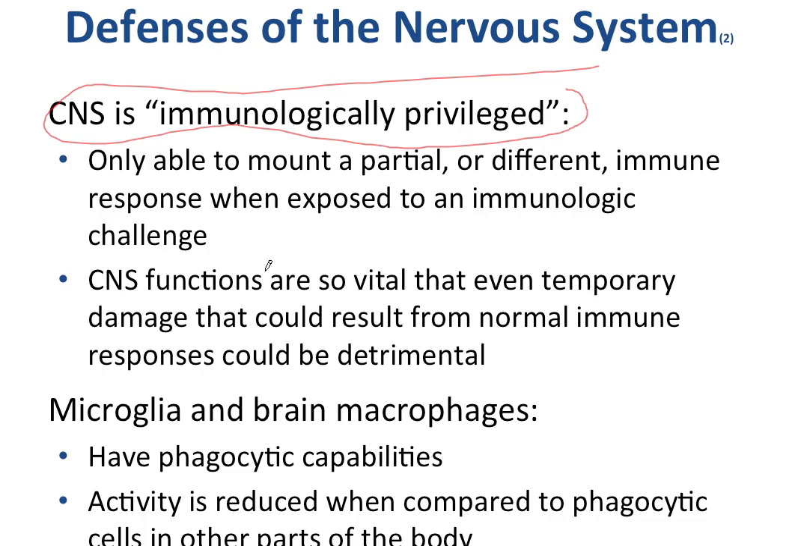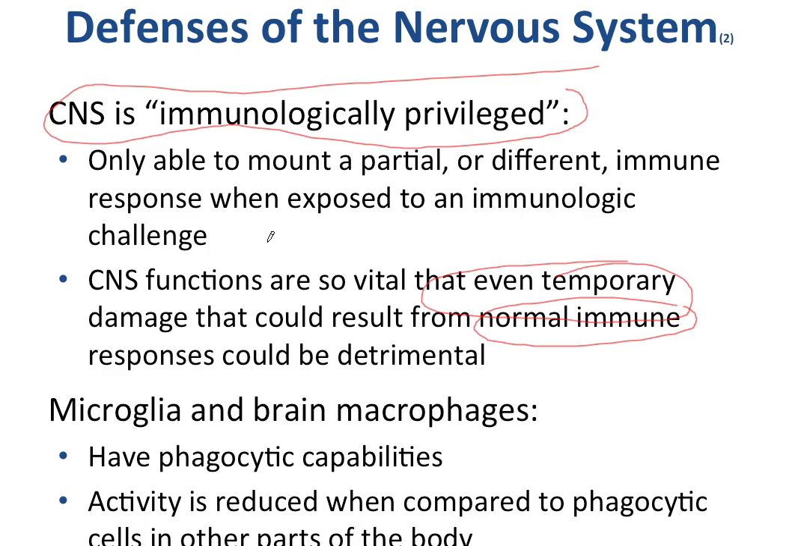Because even only a minor immune response will cause damage or harm to the central nervous system. So since there is no immune system in the central nervous system, how does the central nervous system protect itself?